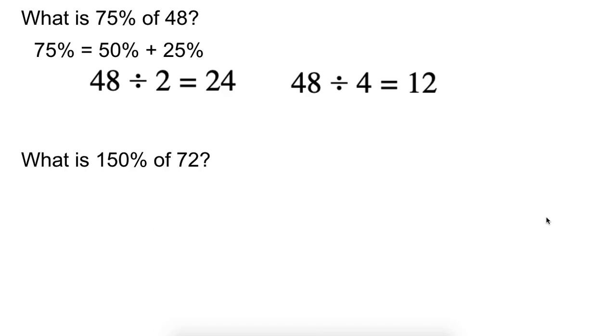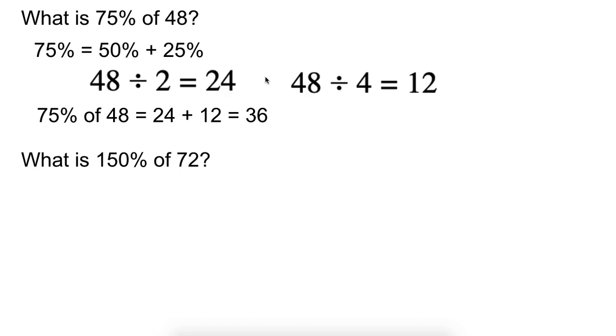Okay, so the 24 is 50%. The 12 is 25% because we divided by 4. 50% we divided by 2. Now to get 75%, we just add those two together and we end up with 36. So 75% of 48 is 36. Okay, so we just find those percents.